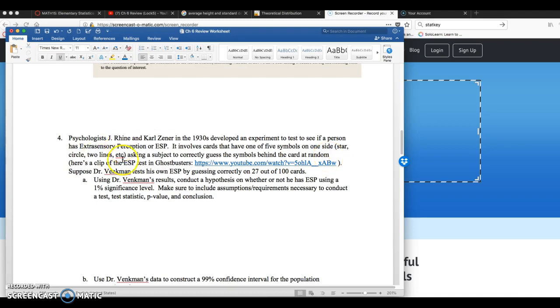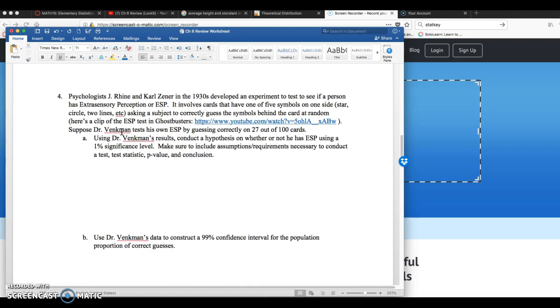And if you want a clip of a version of this that's, I think, pretty humorous, click on this link to watch a clip from the first original Ghostbusters, where they go over this type of experiment with some extra variables, as you might see.